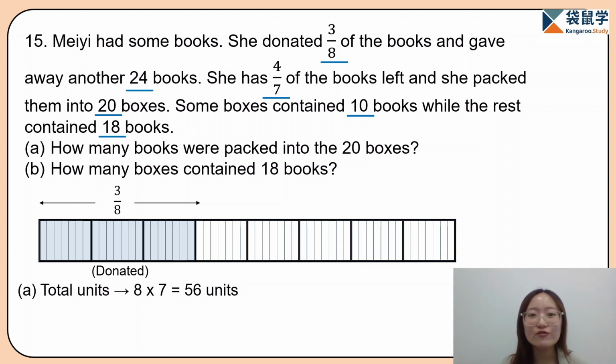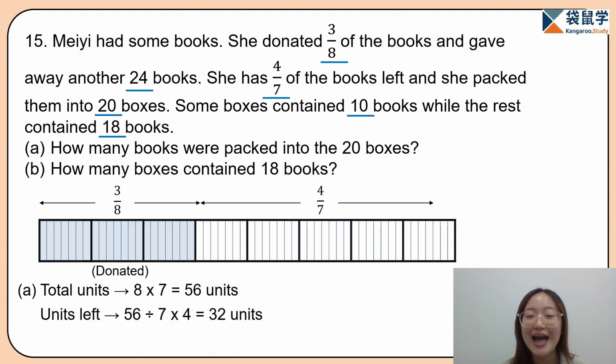And now we want to find how many units is this 4/7. So we can take the total units divided by 7 times 4. And that will give us 32 units, which is over here on our model. And this is what was left. So now we notice on our model that we have 3 units left. What is this 3 units? It is 24. So 3 units is equal to 24 books.